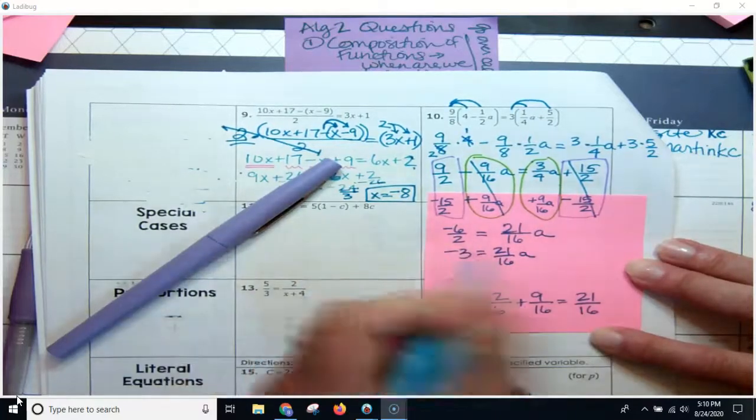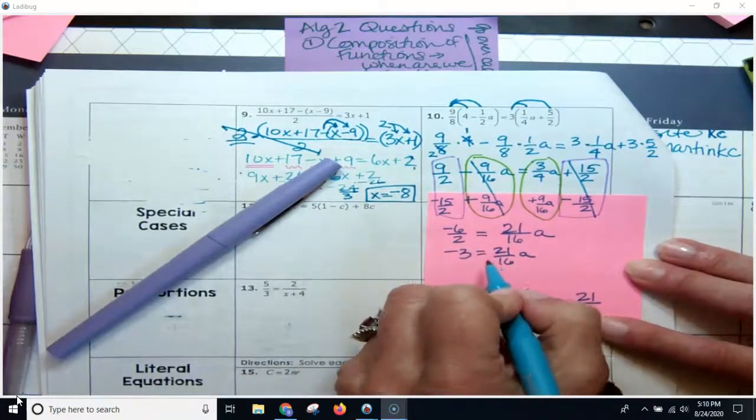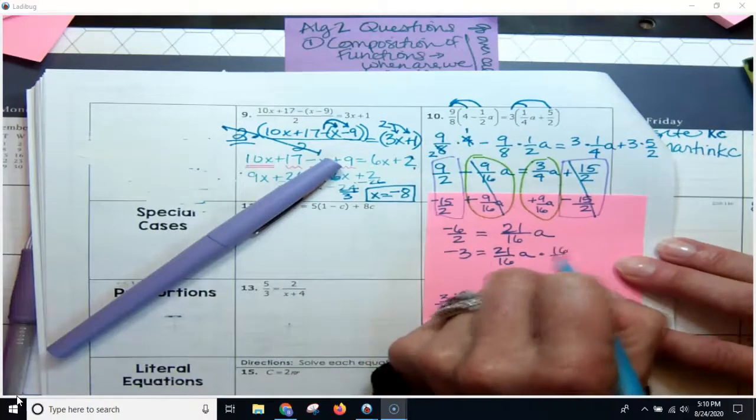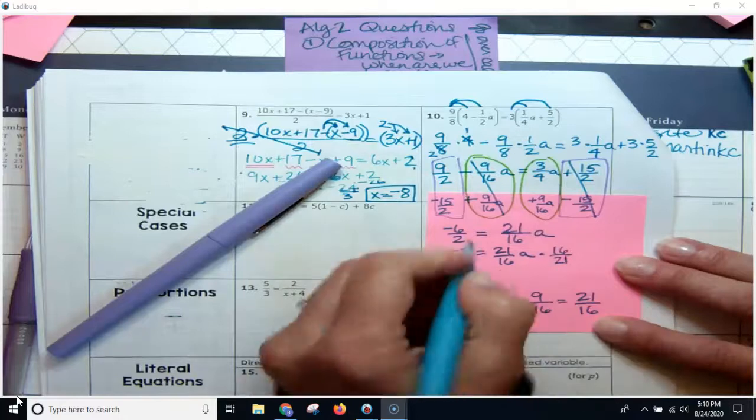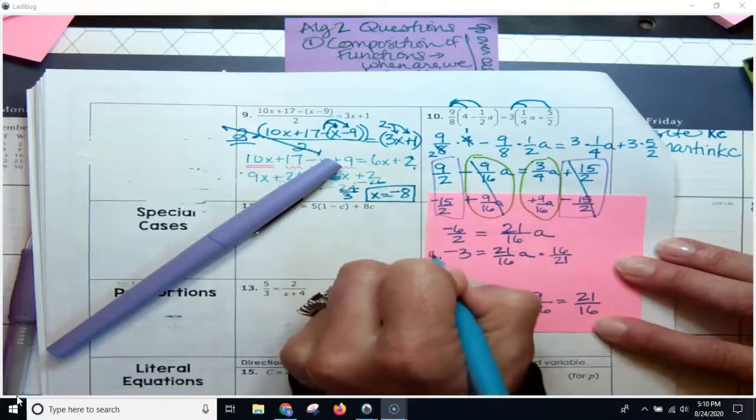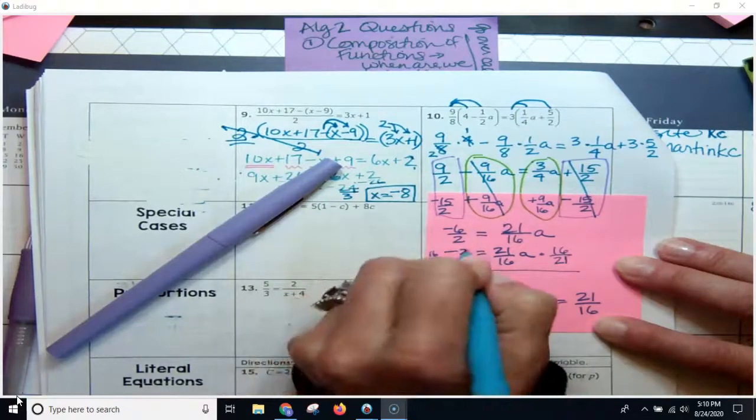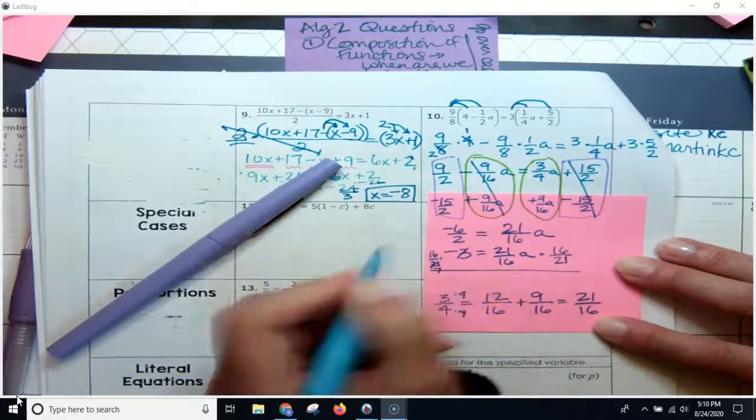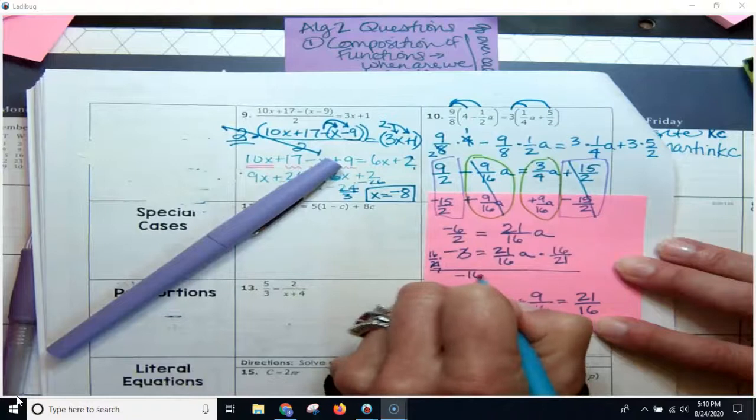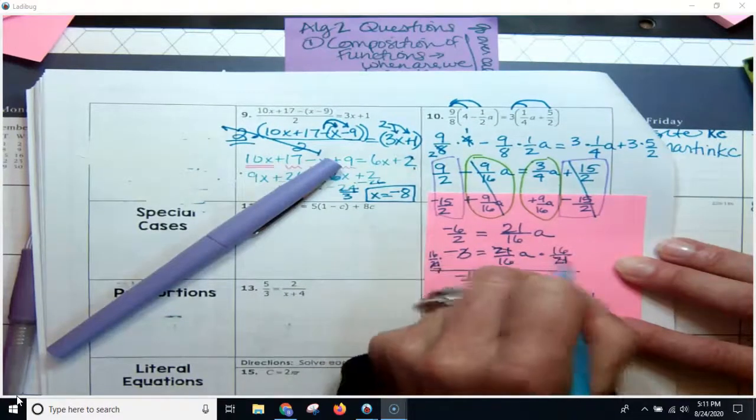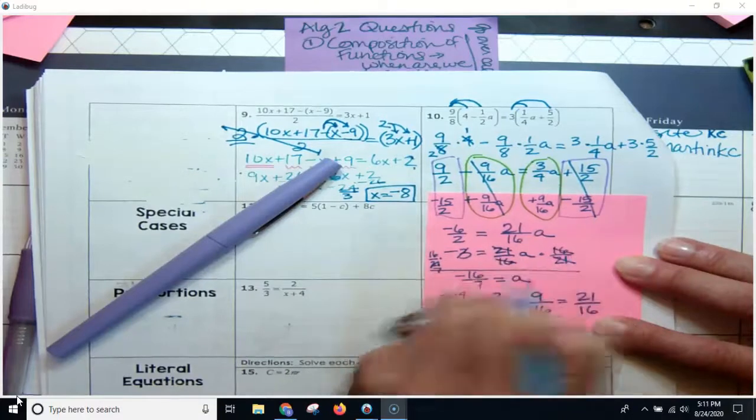Now, to get rid of this fraction, I'm just going to multiply both sides by the reciprocal. So multiply this by 16 over 21. And I'm going to be left with negative 16 over 7 equals a, because 21 divided by 21, 16 divided by 16.